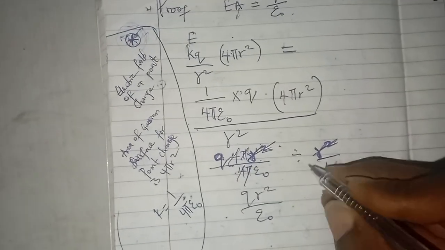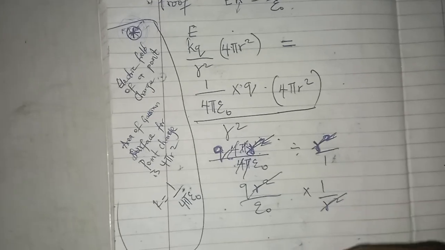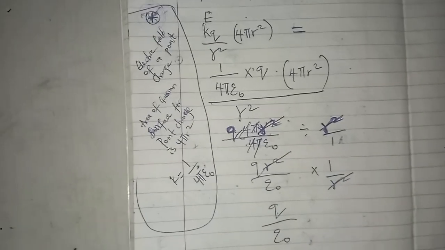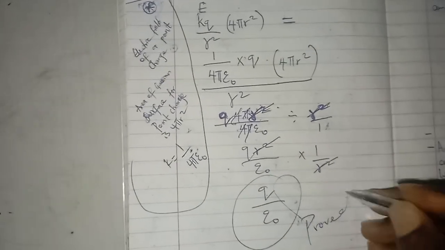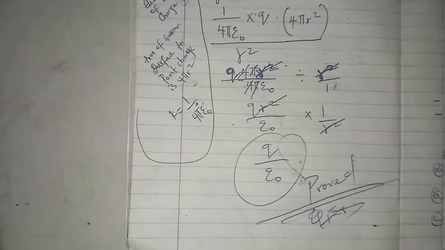Remember I said let's not divide this one now. R square over 1, so times 1 over R square. See that this can take care of this, so that I now have that everything on EA is now equal to Q over E naught. So are you seeing it? So proved. I write it this way. So that means that EA is equal to Q over E naught.